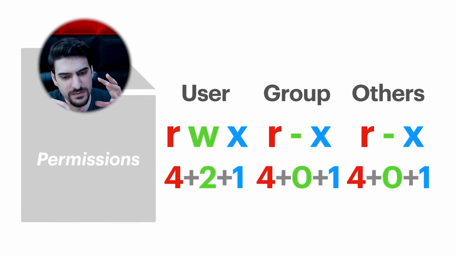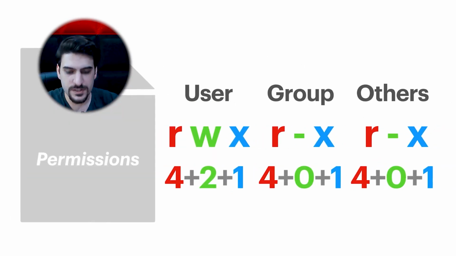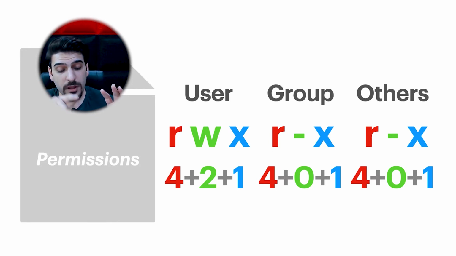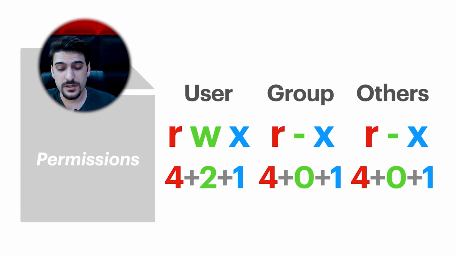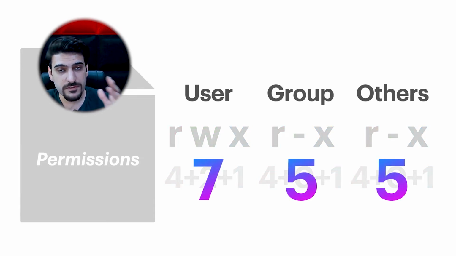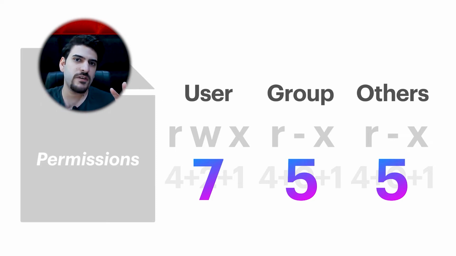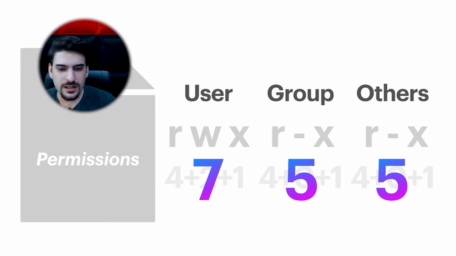For example, imagine that the permissions of a file are like this: rwx for users, rx for groups, and rx for others. The numerical permission of this file is 4 plus 2 plus 1 for the user part, 4 plus 1 for the group part, and 4 plus 1 for the others part. That is 755. So if you see the permission of a file is 755, don't panic. Let me show it to you.